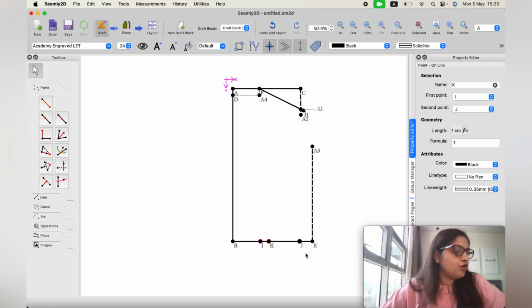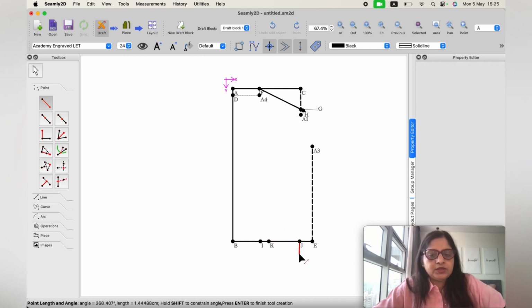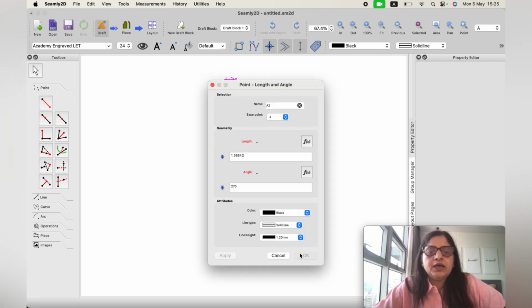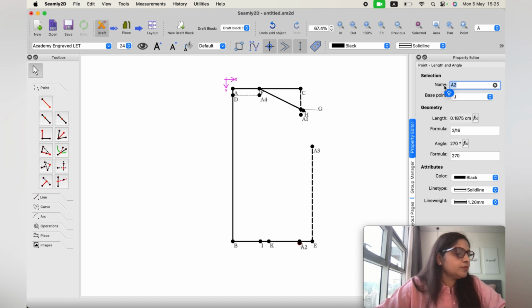Now we'll move on to figure number 8, where I'll square down J to M by 3/16 of an inch. So I'll hold down the shift key, and I need 3/16 inches. Okay, and I'll give this the name M.